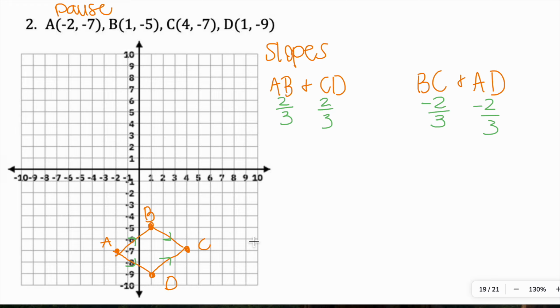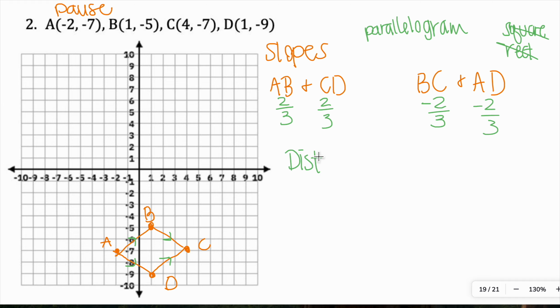Okay. Now what I am noticing is that these are not perpendicular slopes. So yes, they are a parallelogram, but they cannot be a square, they cannot be a rectangle. So square and rectangle, those are not going to be it. So the only thing I can prove now would be a rhombus, and how I would do that is I'd look at my distance and my diagonals.